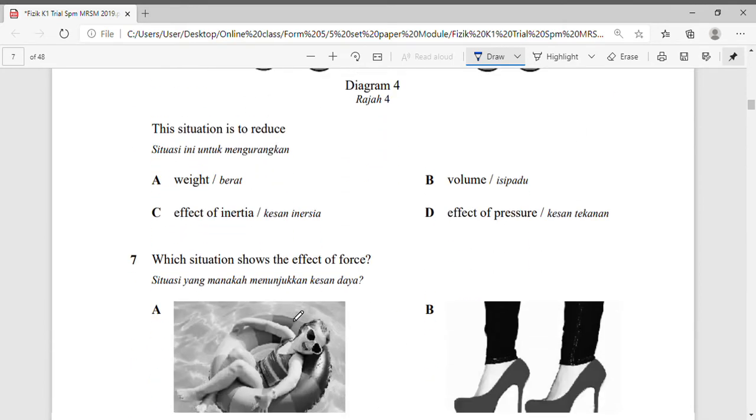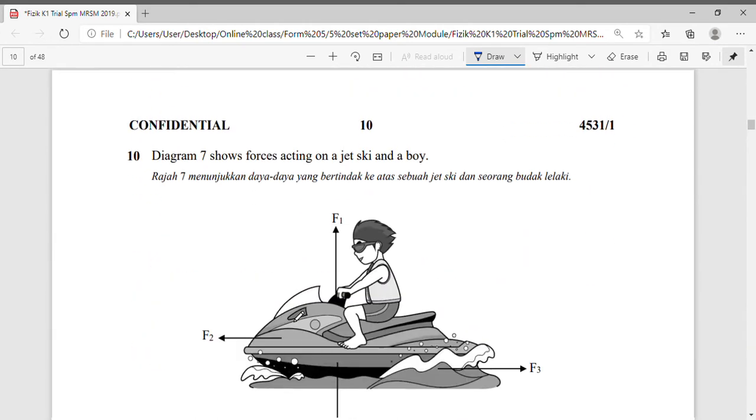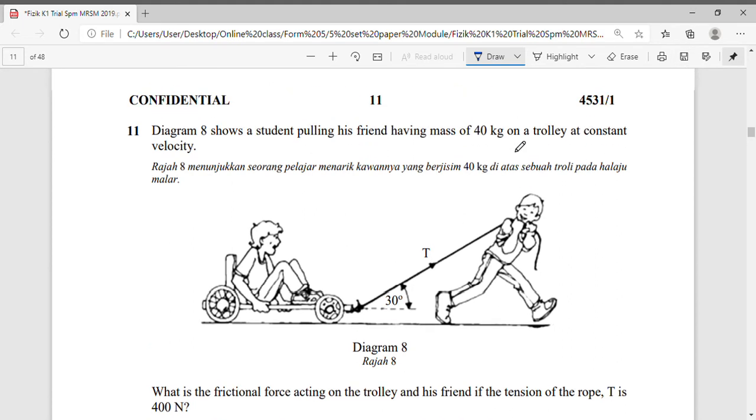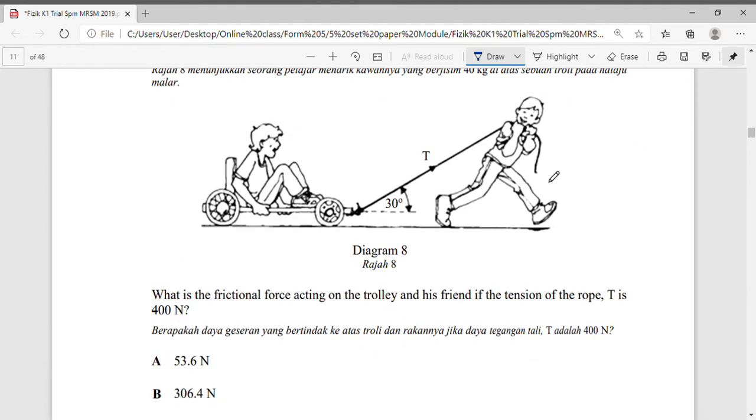Next, question 11. Diagram 8 shows a student pulling his friend, who has a mass of 40 kilograms, on a trolley at constant velocity. These are the keywords, very important keywords that you have to know. When you say constant velocity, that means a is 0 and there is no acceleration for this motion. What is the frictional force acting on the trolley and his friend if the tension of the rope T is 400 Newton?